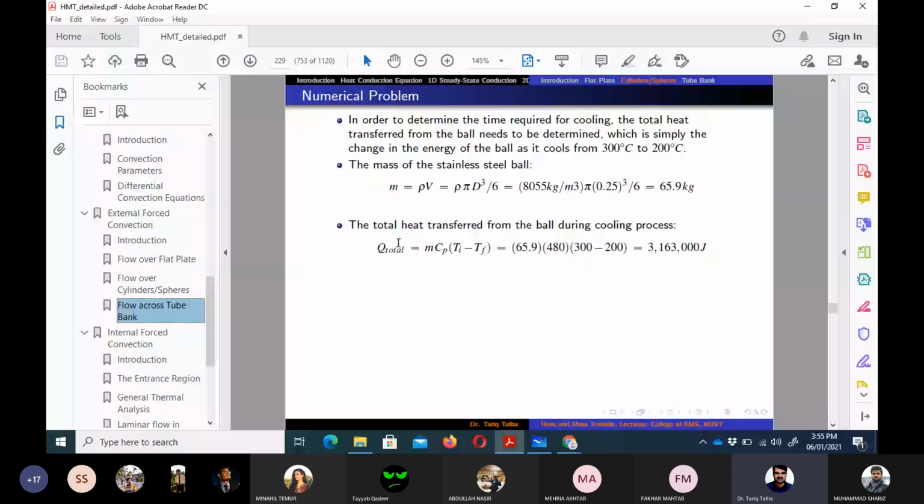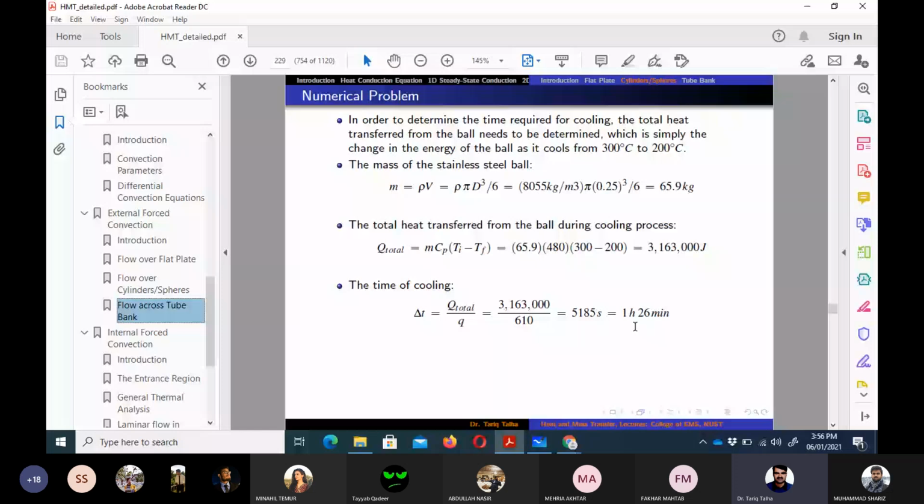that is the total rate of heat transfer, that is mCp Ti minus Tf. I have just told you 300 minus 200, Cp value is given in the data, m we have just calculated. So now we are going to divide Q total by that heat transfer rate. So it would give us the value in seconds. So we can convert it into hours by dividing it with 3600. So it comes out to be 1 hour and 26 minutes.